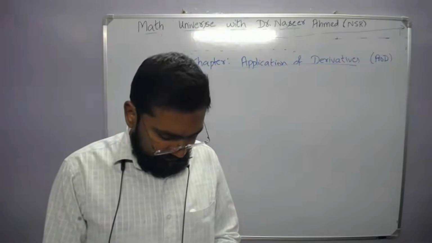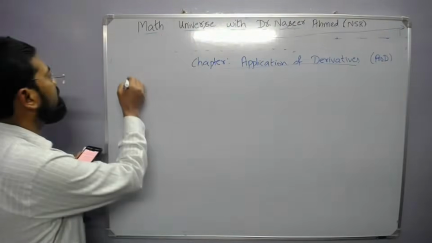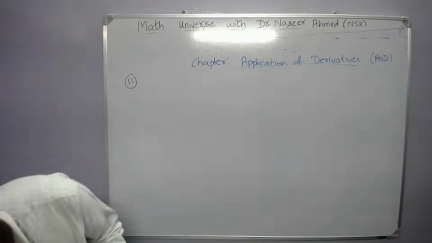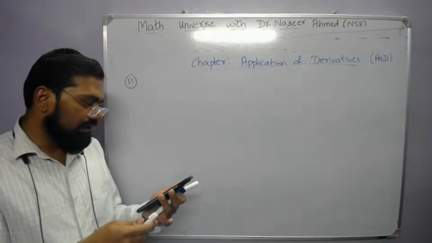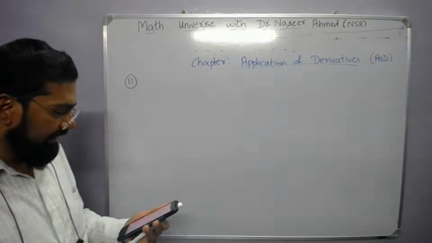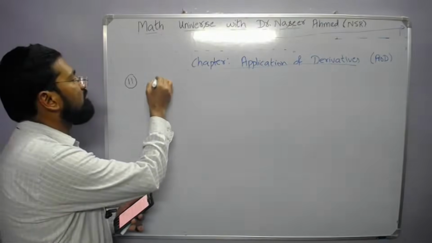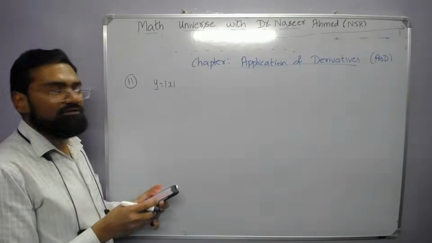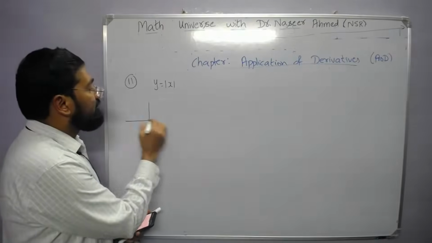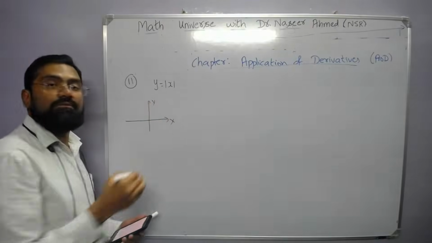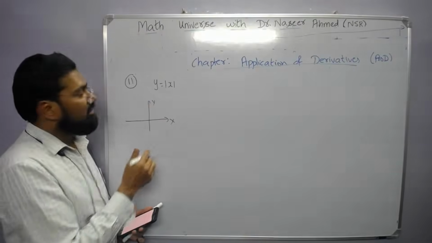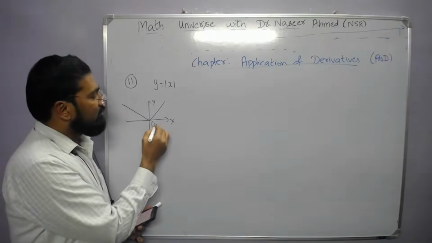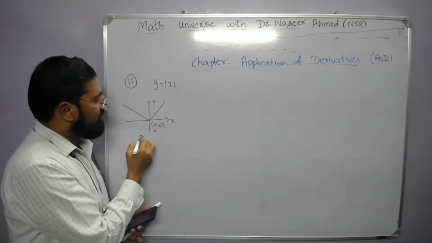Now question number 11 says, see carefully, the minimum value of y equal to mod x, x in R. Sorry, they want the minimum value. Coming to the minimum value, draw the graph. Now see, I said for critical points, it may not be differentiable also. Example is this. If I draw the graph of this, it first comes down, then goes up. And this point is 0, comma 0.